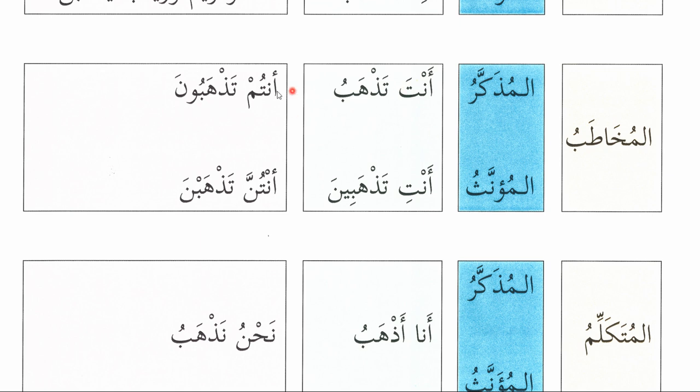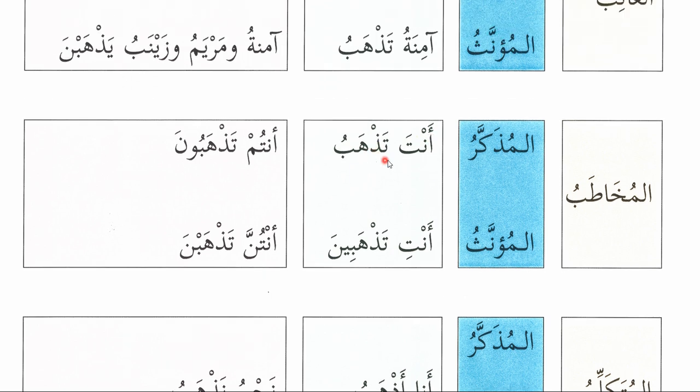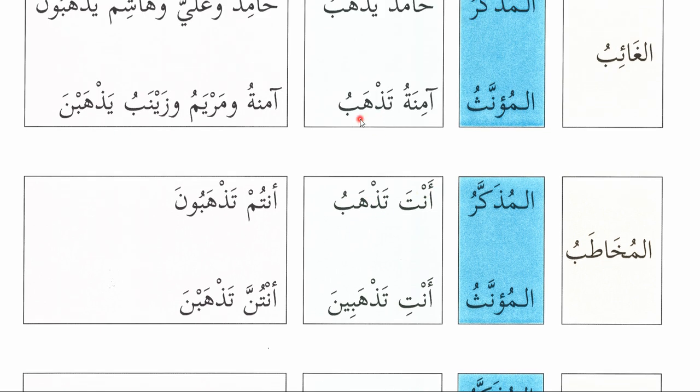This is mukhatib. You can see the ta here intact. Antunna tadhhabna. The ta for the mukhatib and habna nunun niswa with ba sukun. You can check the previous letter. Sorry, I missed anta. Anta tazhabu. So you can see tazhabu and tazhabu is similar, but how do you recognize it's ghayab for feminine singular?